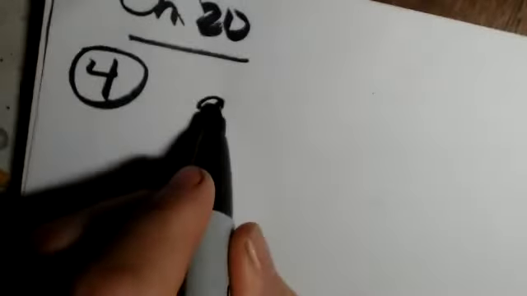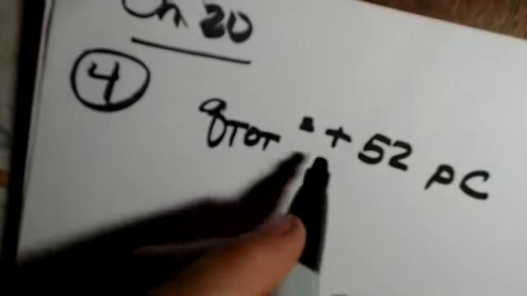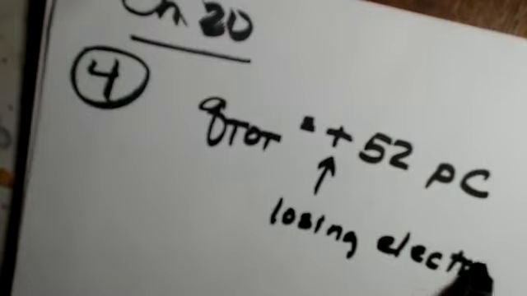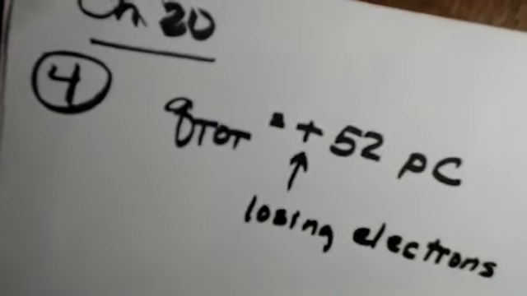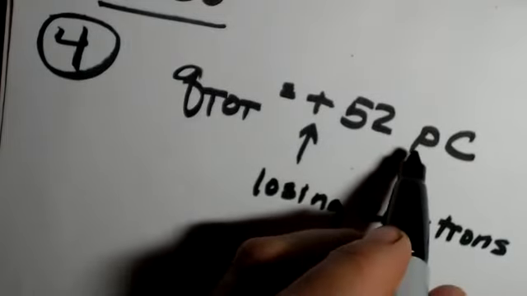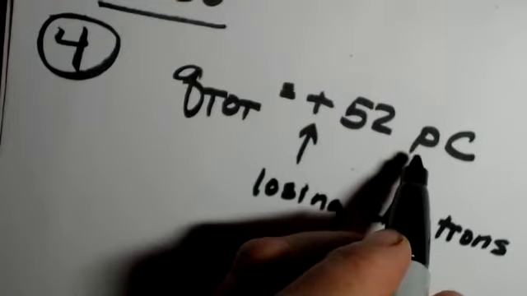Okay, so Q total that the housefly picks up is plus 52 picocoulombs. Now the plus tells you that it's losing electrons, because the only way something can acquire a positive charge is for it to give up electrons. Then we have to get rid of this pico.